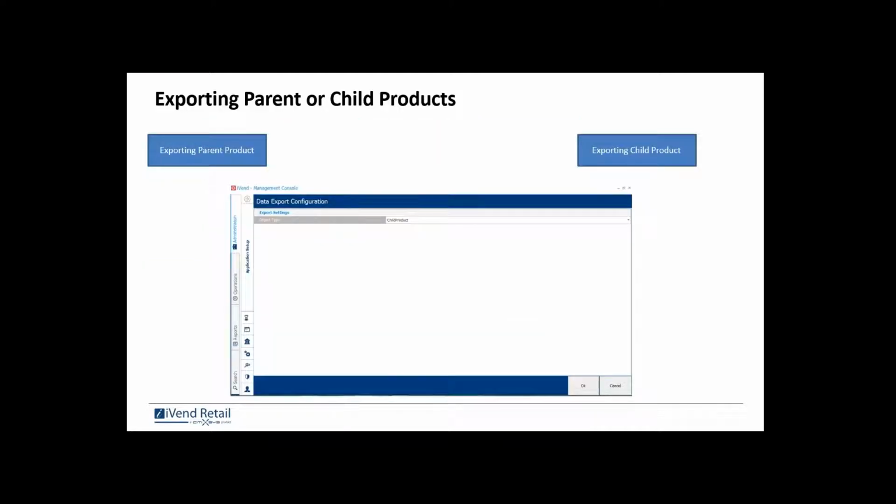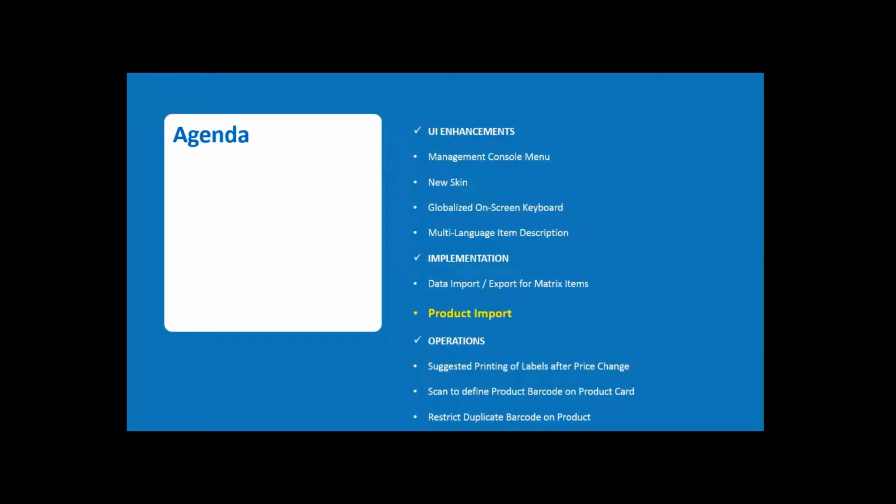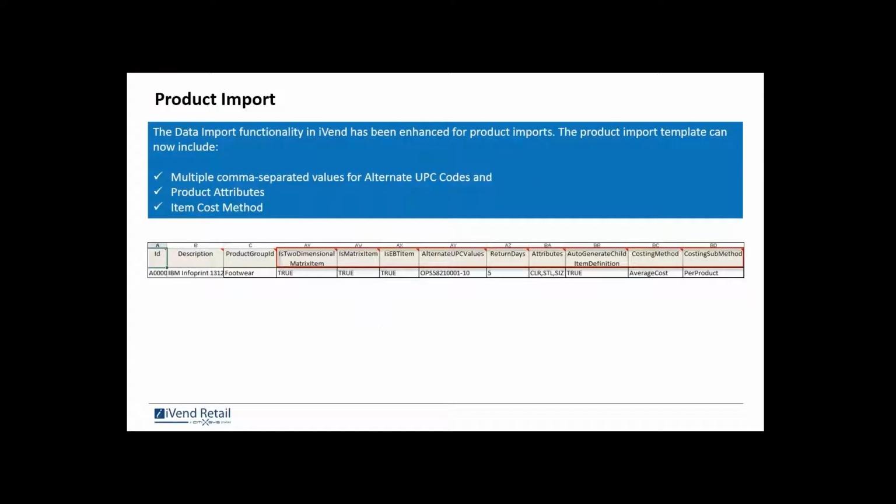Similarly, going further, we have the option to export these parent or child products. We can export them in an Excel format and share it with the client for reporting or any other purposes. Going further, we have introduced new fields for product import. We have made this product import functionality much more enhanced. When I talk about the enhancements, I can group them into three major categories.